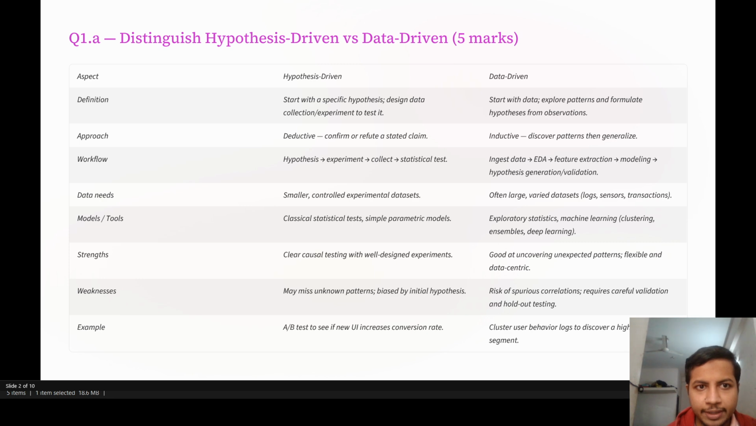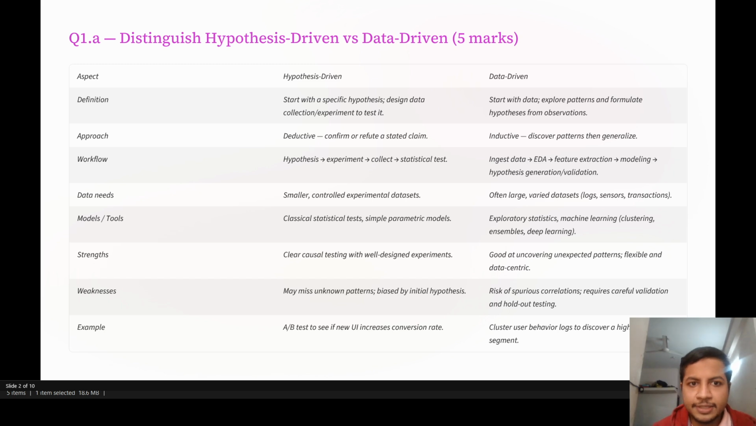Today we will start solving an exam paper. Now the first question reads: what is the difference between hypothesis driven and data driven? So we will differentiate it with the help of columns. The first column reads aspect, the second is hypothesis driven, and the third one is data driven.